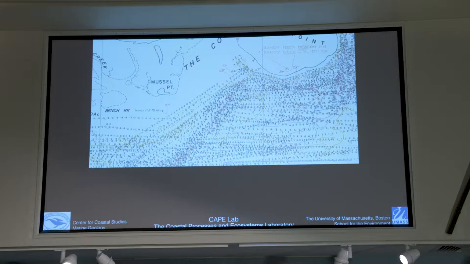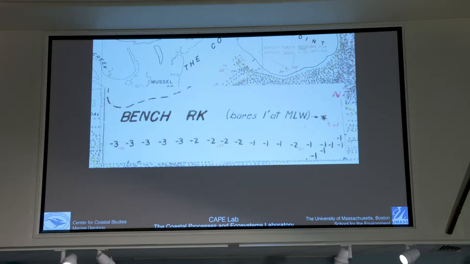So we were looking at this map, and we noticed this bench rock. Bench is a word that wakes surveyors up at night when they hear it, because it's a benchmark. And they always want as many benchmarks as they can get. The more benchmarks you have, the tighter your data are. So what is bench rock?